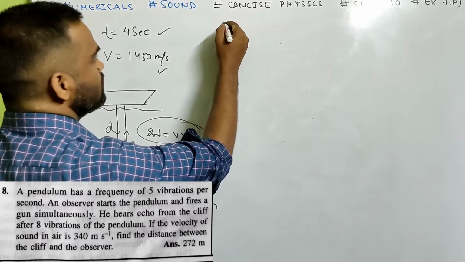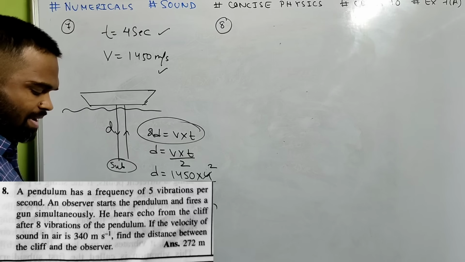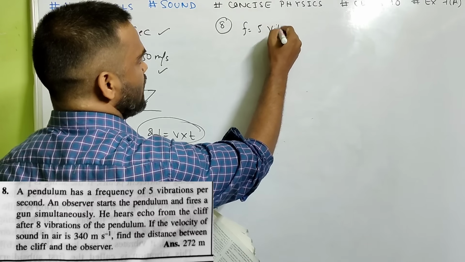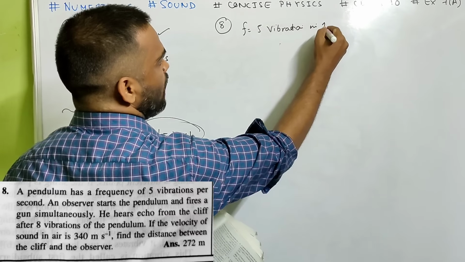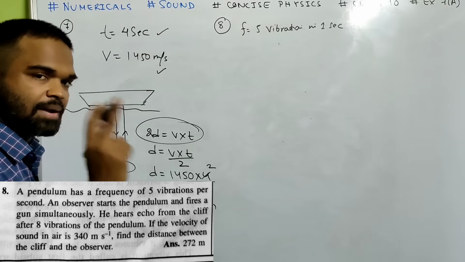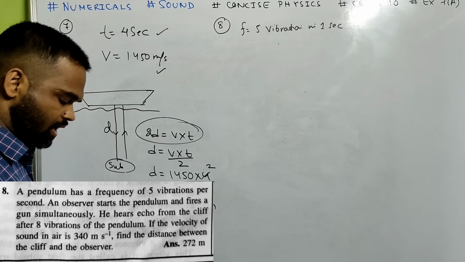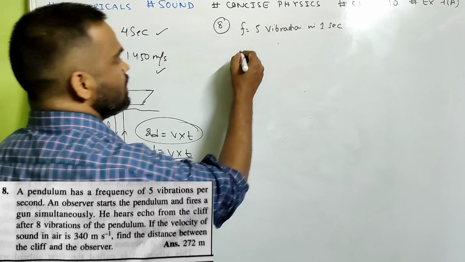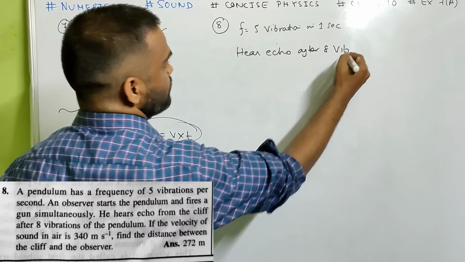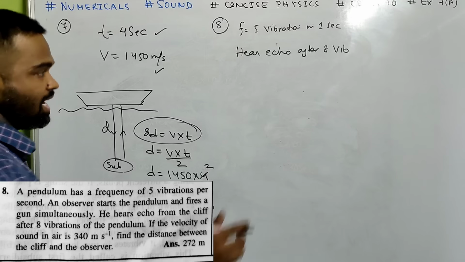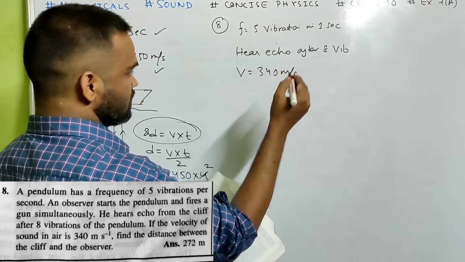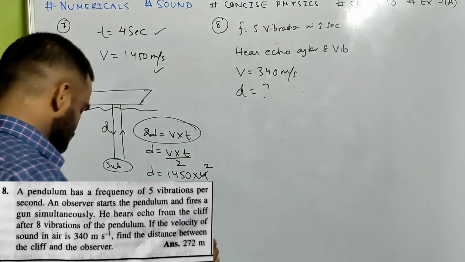Look at number 8. This looks interesting. A pendulum has a frequency of 5 vibrations per second. They've given this. An observer starts the pendulum and fires a gun simultaneously. He hears an echo from the cliff after 8 vibrations. If the velocity of sound is 340 meters per second, find the distance between the cliff and the observer. Now look over here.